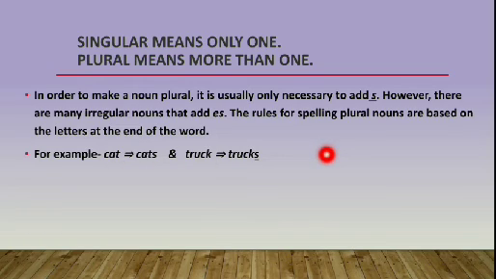I want you to remember once again that the rules for spelling plural nouns are based on the letters at the end of the word. For example, let's take a word and look at the last letter. Here the word ends with the letter T. According to the word, we have to add either S or ES. So for the word cat, we will add S. For truck also, we will add S.